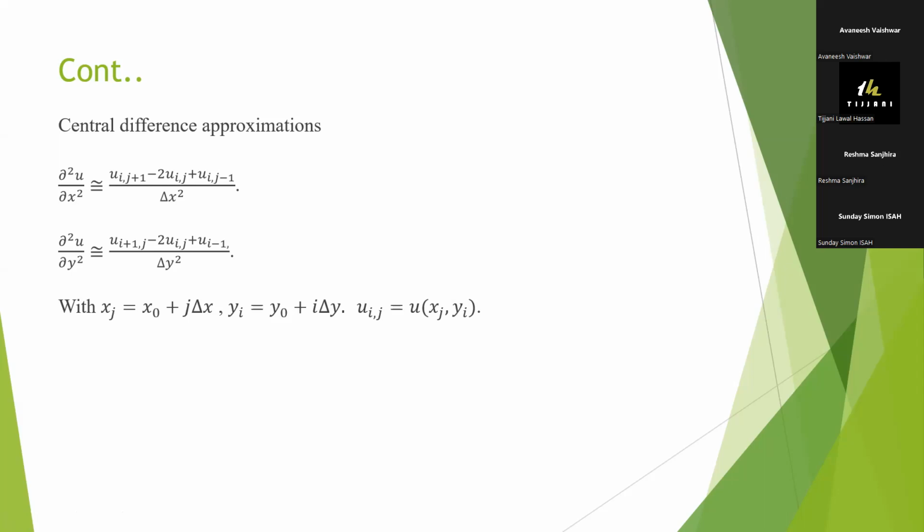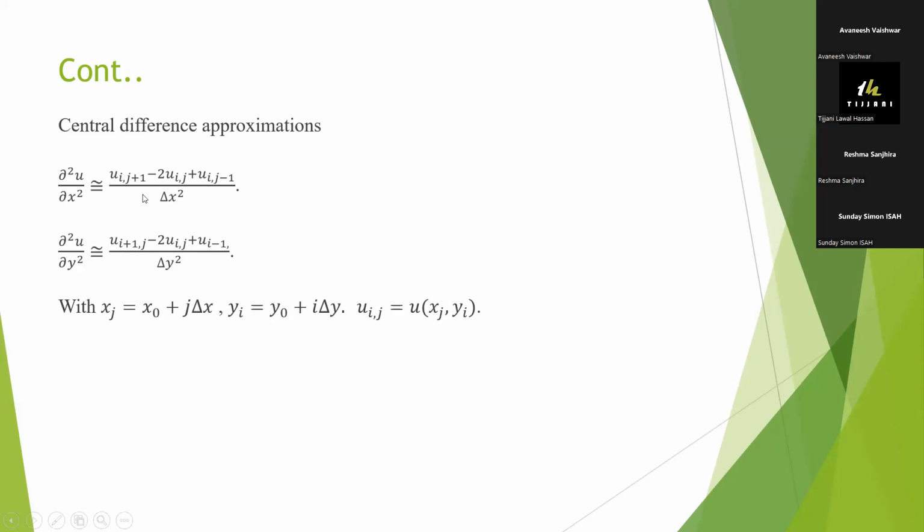So if I am taking the second order derivative approximation for ∂²u/∂y², then I make changes in the i indices: u(i+1,j) − 2u(i,j) + u(i−1,j), same formula. This is also a second order approximation for the partial derivative, and this is also a second order approximation for the partial derivative, but this one is along the x variable and this one is along the y variable.